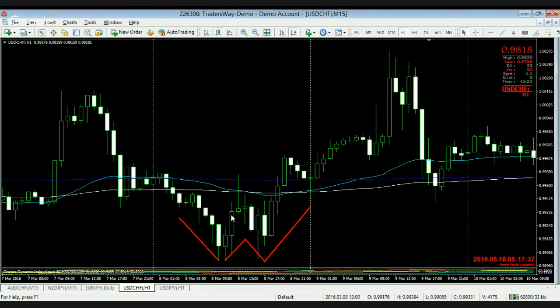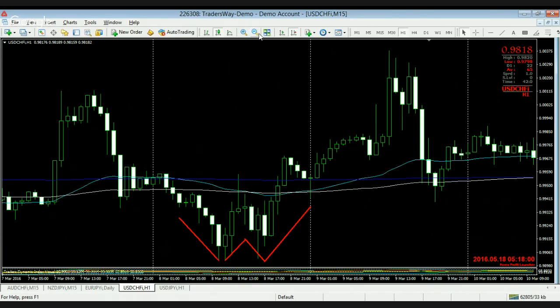Now, look at this. This is the same day. This happened the same day. It can happen the same day. W formations can form the same day. They're called intraday reversals, intraday W formations.